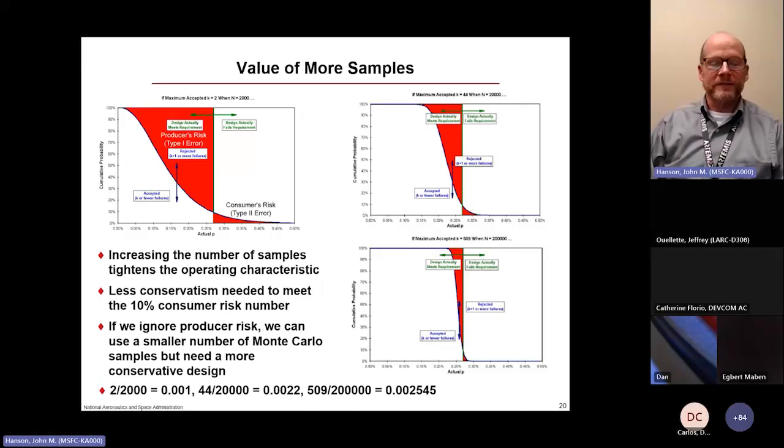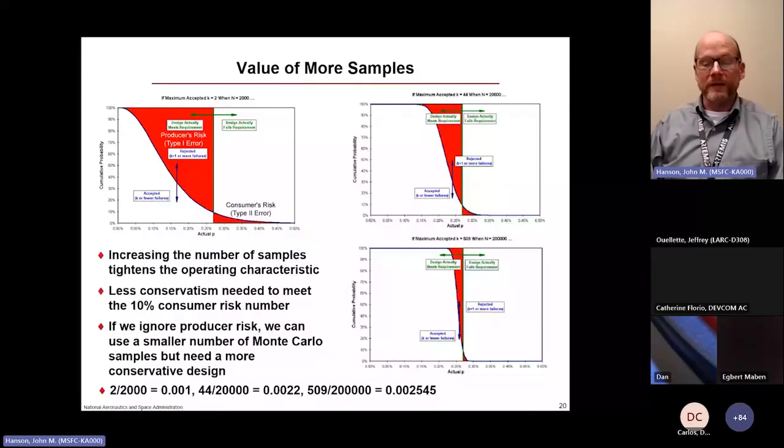And down at the bottom there, the number of failures divided by the total number of samples. So 2 over 2,000 is 0.001. And then as you increase the number of samples, you see that number going up and getting closer to 0.0027, which is the number we're trying to guarantee. So in the case of 2,000 samples, you have to be more conservative in your actual design to make sure that you're going to pass this test, versus if you run 200,000 samples, you don't have as much conservatism in it.